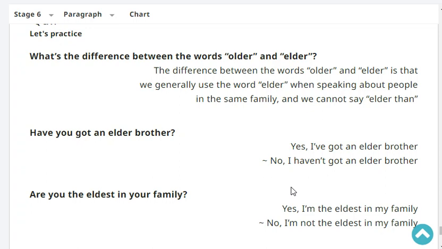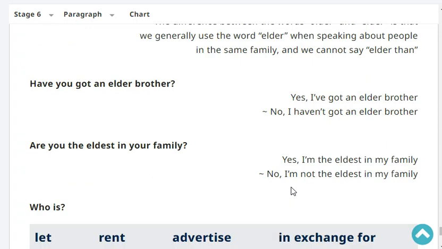Have you got an elder brother? Yes or no? Yes, I've got an elder brother. Are you the eldest in your family?